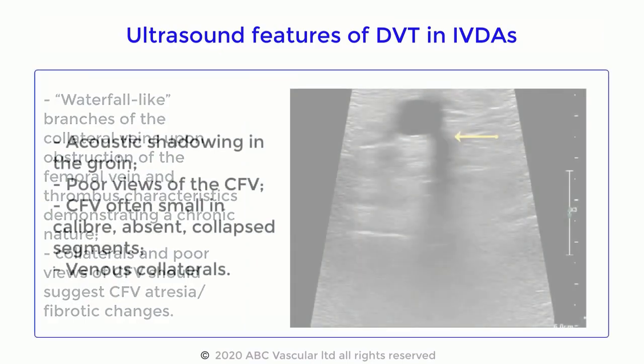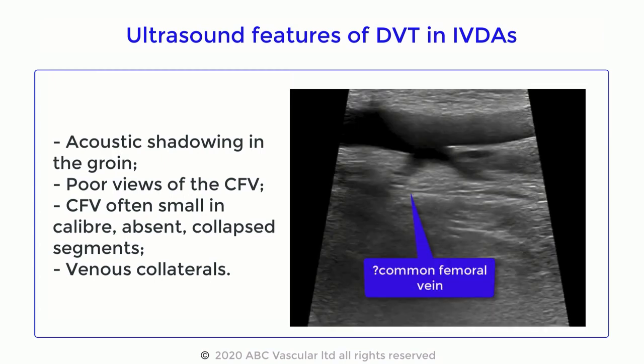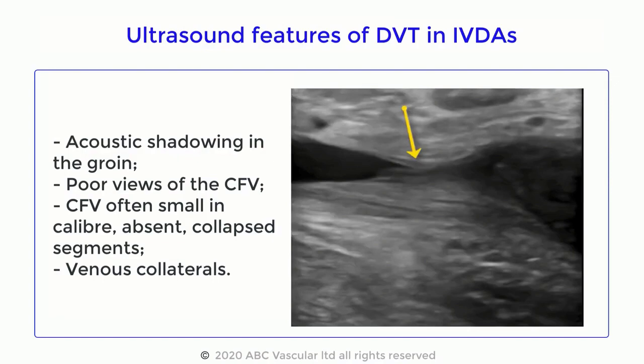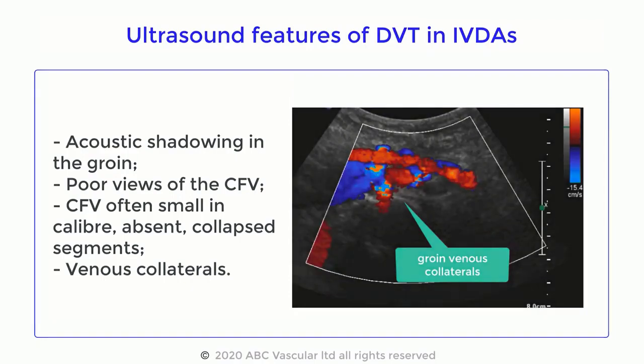In conclusion, there are several ultrasound features that the operator must be familiar with when scanning deep vein thrombosis in intravenous drug user patients, which are the presence of acoustic shadowing, covering the common femoral vein. The common femoral vein can present several damages, including collapsed regions or stenosis, and it is the most common site of collateral venous flow, which can be observed with color Doppler flow.